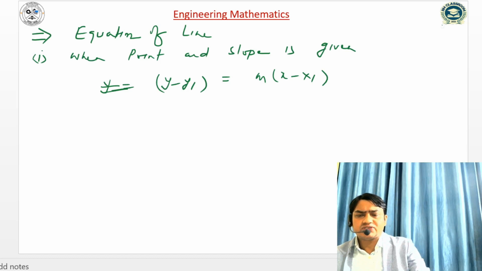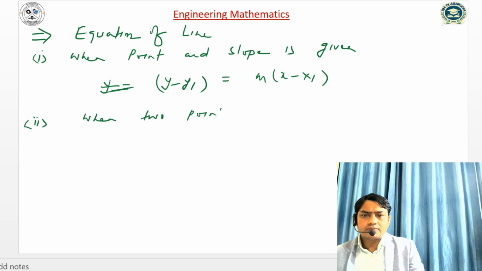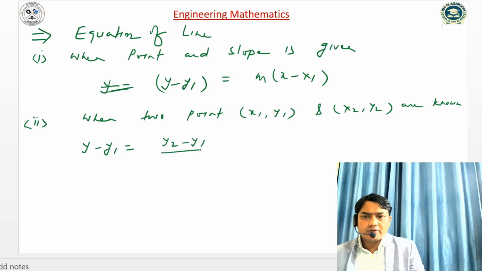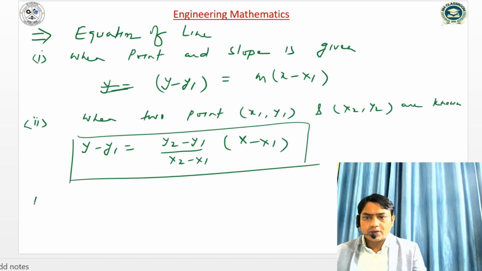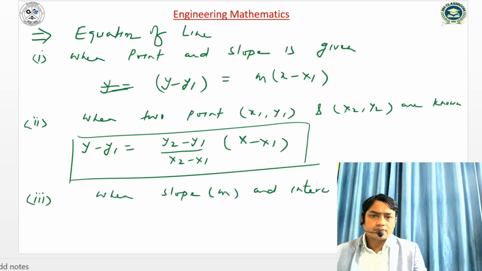Second condition, that is when two point coordinates, x1, y1 and x2, y2, are known. Then we can write the equation of the line, that is y minus y1 is equal to y2 minus y1 divided by x2 minus x1 into x minus x1. So this is the equation of the line. Third is when slope m and intercept c are known. So we can write y is equal to mx plus c.